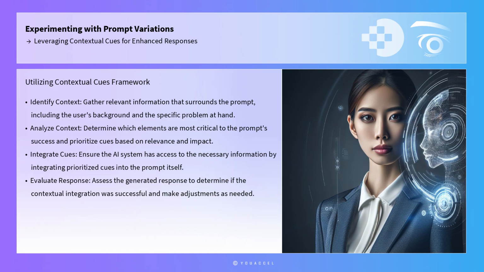Third, integrate the prioritized cues into the prompt itself, ensuring that the AI system has access to the necessary information to generate an effective response. Finally, evaluate the generated response to determine if the contextual integration was successful and make adjustments as needed.